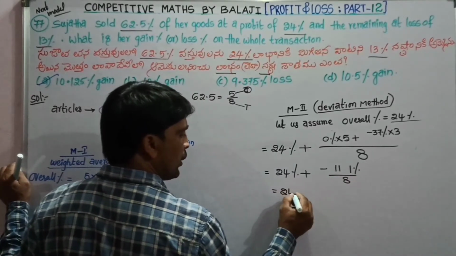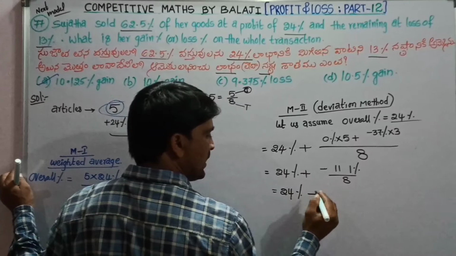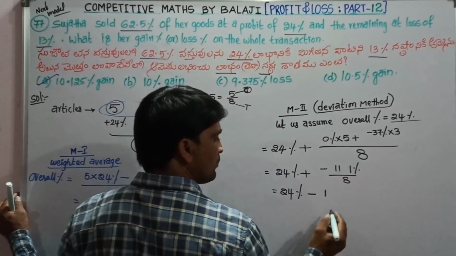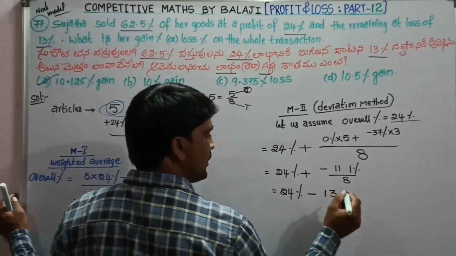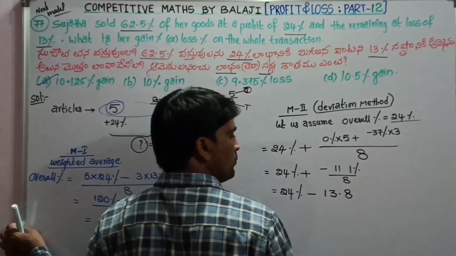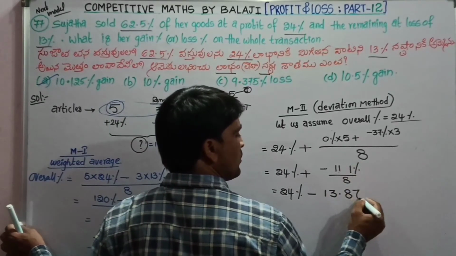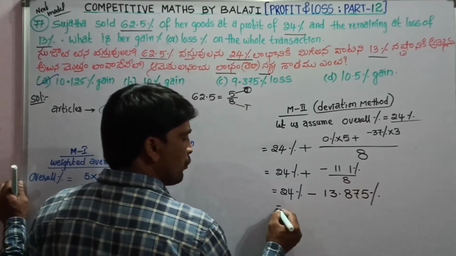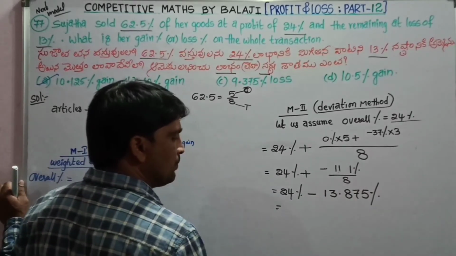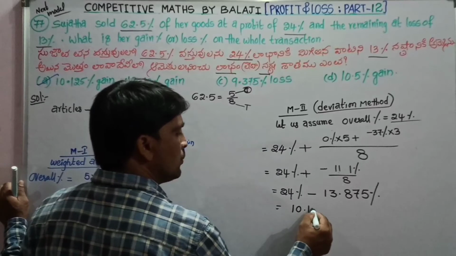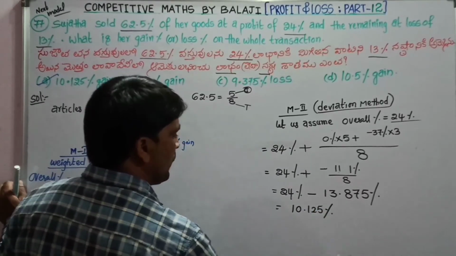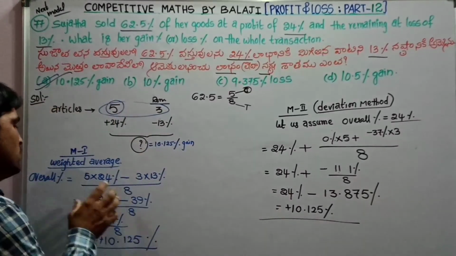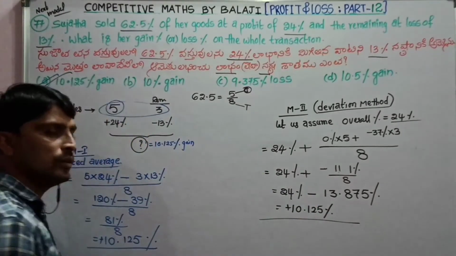That is 24% plus into minus 111 over 8. 8 1s are 8, 3 remainder, 31, 8 3s are 24, 7 remainder, 70, 8 8s are 64, 6 remainder, 60, 8 sevens are 56, 4 remainder, 40, 8 fives are 40. That is 24% minus 13.875. That is equal to 10.125%. Okay, so as we get a plus symbol, profit is 10.125%. So this is called weighted average method. This is deviation method. Okay.